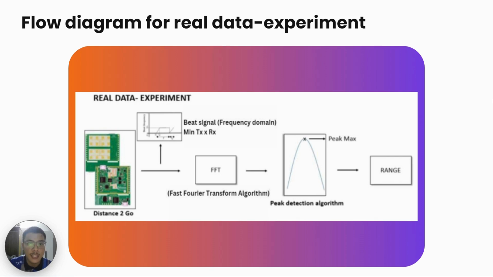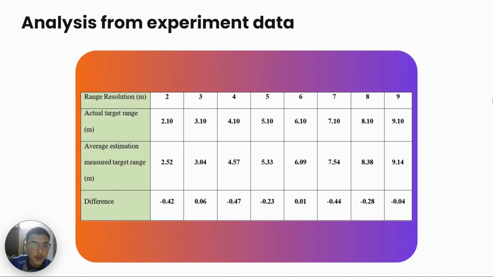So this is the analysis from the data experiment. The range is between 2 meters until 9 meters. At the actual range, we put every estimation, the range resolution is 0.10 meter, because we want the floating object itself in the area of presence that the radar can detect. So the average estimated target ranges are 2.52, 3.04, 4.57, 5.33, 6.09, 7.548, and so on. As we can see, the difference is slight, not so much.